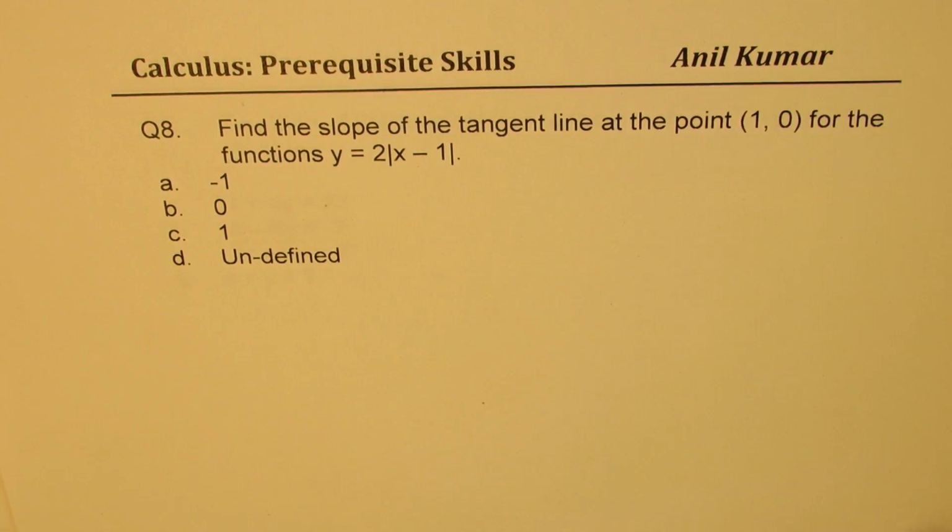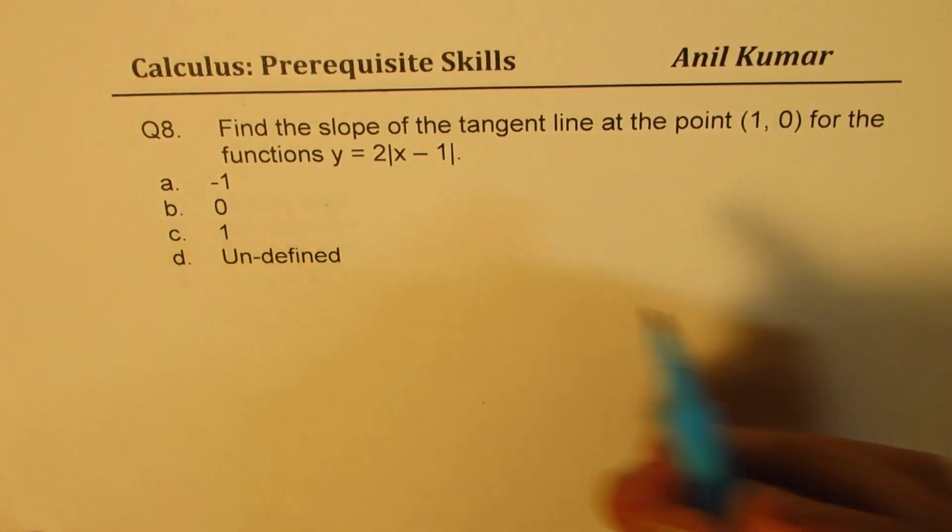So let's continue with our questions. We'll do question number 8, 9, and 10. We have already done 2 related to the graph of a function. Question number 8 here is, find the slope of the tangent line at the point (1, 0) for the function y equals 2 times the absolute value of x minus 1.